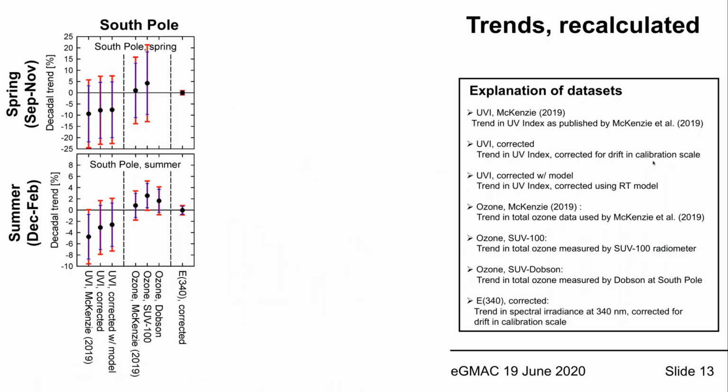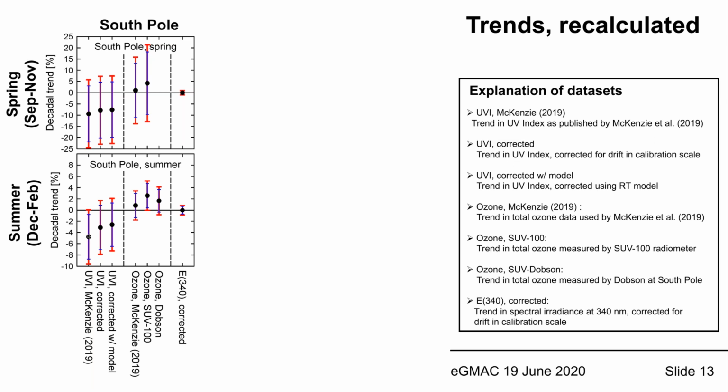Well, the next step is pretty obvious. We calculated the trend from the earlier paper by McKenzie, and here are the results for the South Pole. Spring is at the top and summer is at the bottom, and I first like to look at the summer data set. Where I have my cursor now, that was the UV index trend as presented in the paper by McKenzie. The second data point is the trend based on the corrected data set, which is a little bit larger, as you would expect from the correction. I also tried a different correction, which is model-based, and I don't have the time to talk about that.